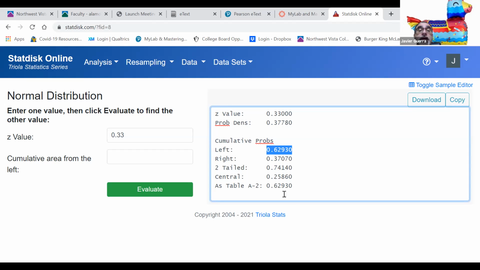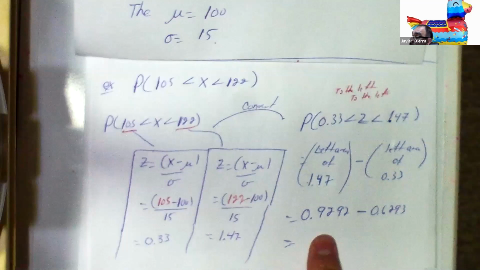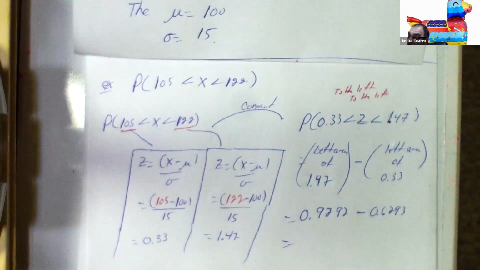I got my two areas. And now I have to subtract. Subtract. Yeah? Yeah. Lettuce, tomato. Let us subtract.